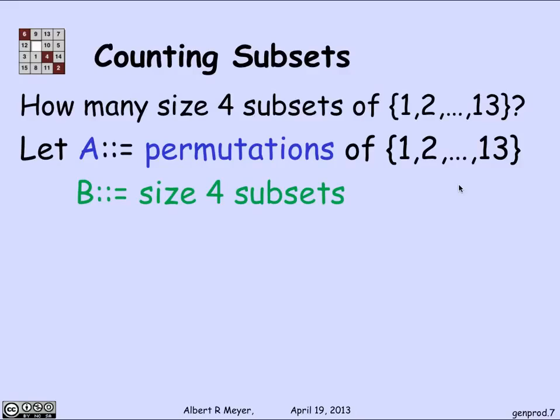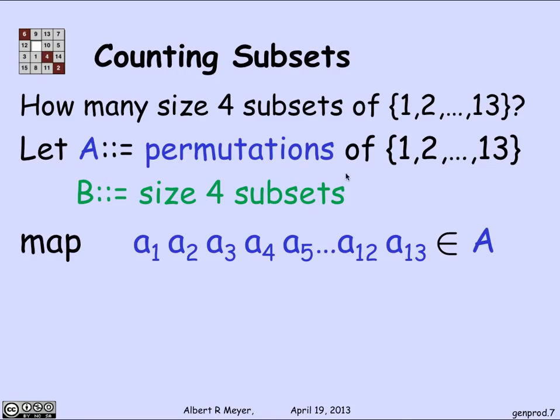And let's let B be this object that I want to count, namely the set of size 4 subsets of 1 through 13. And I want to find a mapping from A, that I know how to count, to B, that I don't yet know how to count, but in a way where I can figure out that it's k to 1 for a k that I can also count. How do I do that?